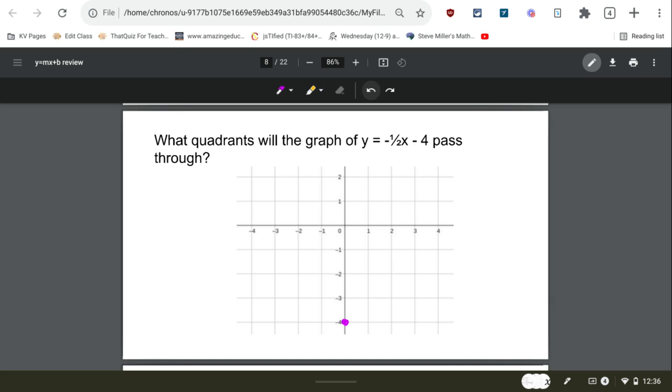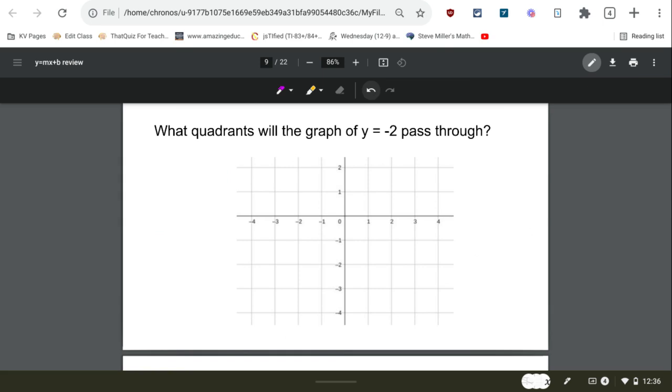I can't go down 1 and over 2 like that, so I can go up 1 and left 2 instead. But really all you needed to know was that it was a negative slope. Eventually it's going to cross into quadrant 2 right here. So my answers are going to be 2, 3, and 4. That's my answer.